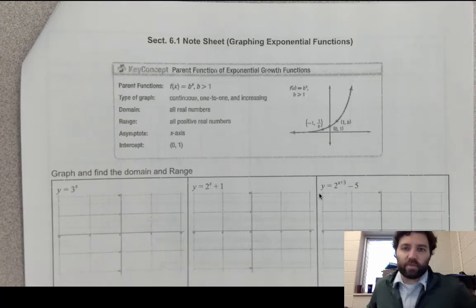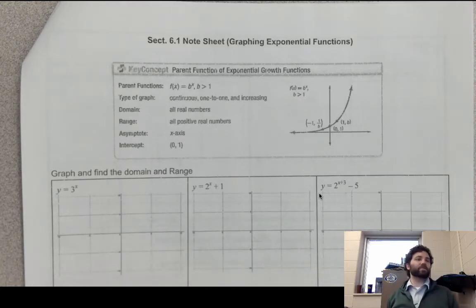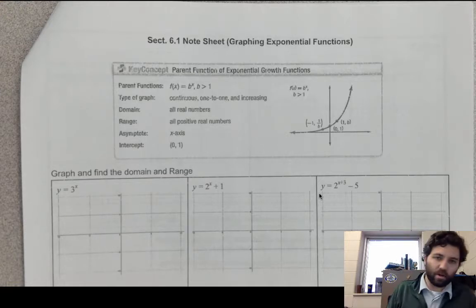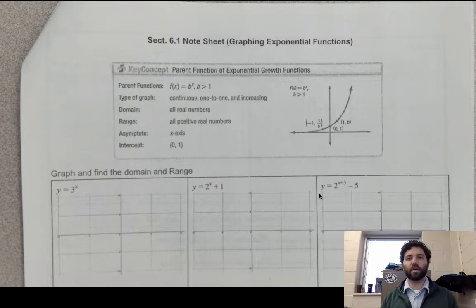All right, let's start chapter 6. We're going to talk about exponential functions here to begin with. This entire chapter is about exponential functions and logarithmic functions and equations, and just exploring the different aspects of exponential relationships and their inverse, which are called logarithmic relationships. So let's go ahead and get started.